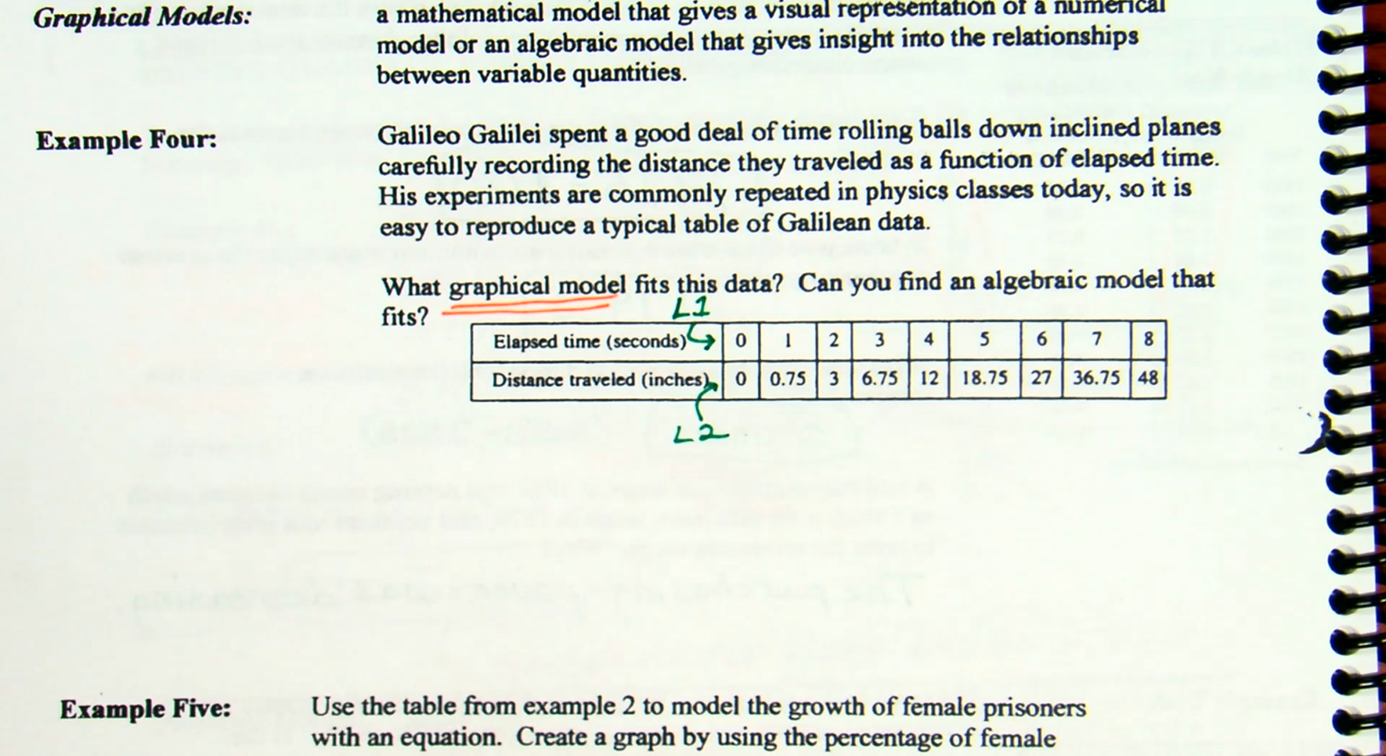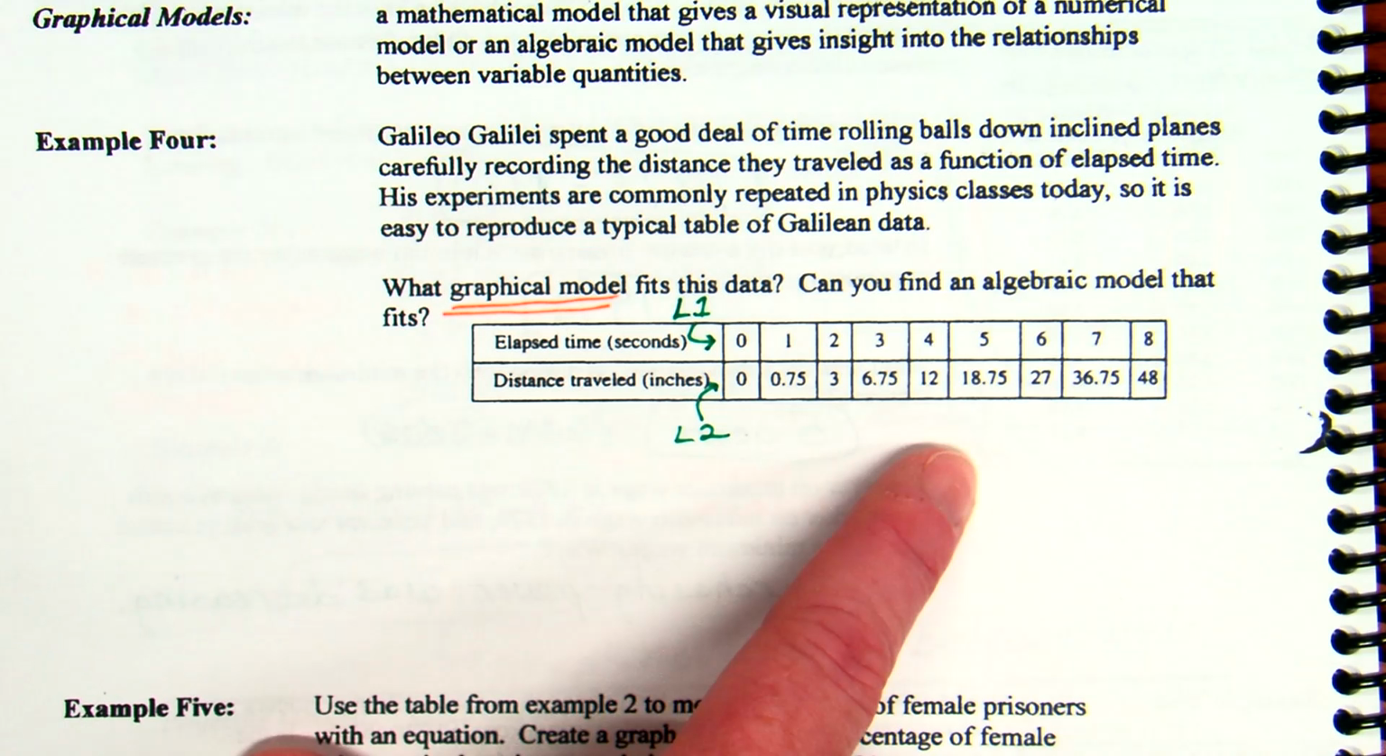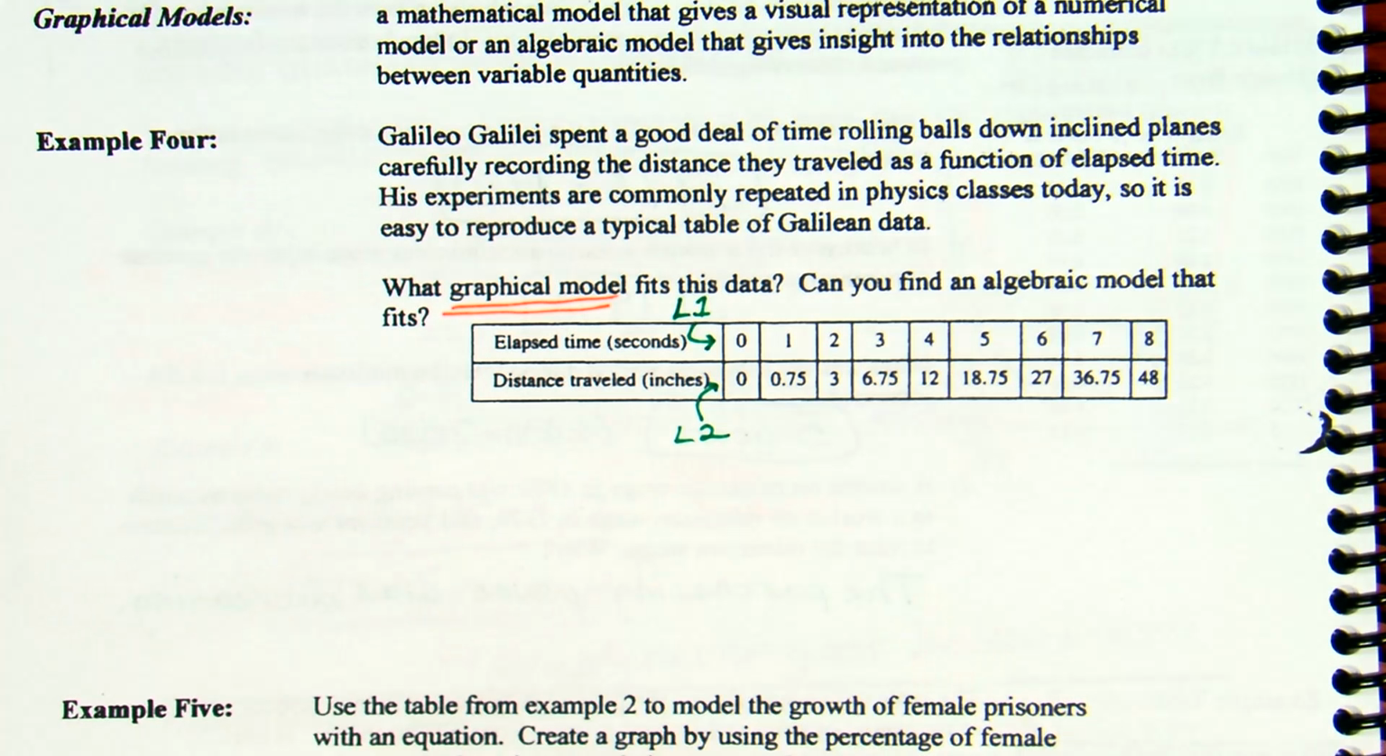Okay, we are back in lesson 1.1, picking up on our Galileo example. As we left off yesterday, if you recall, we're trying to figure out what graphical model fits this data and then algebraic model. So we're looking at how to graph these ordered pairs. And I said we're going to use something called stat plot.